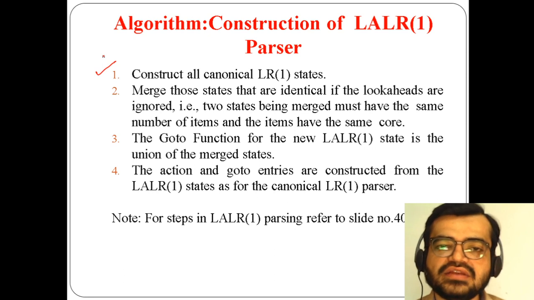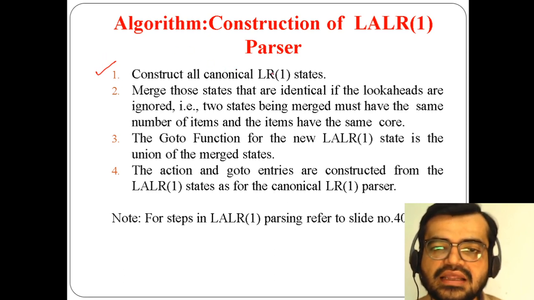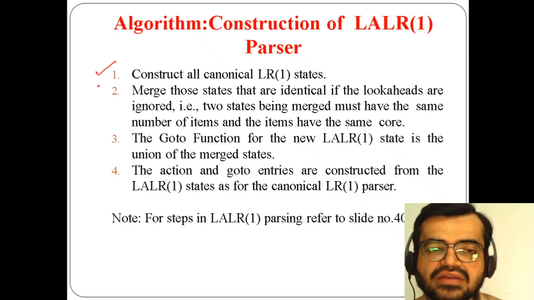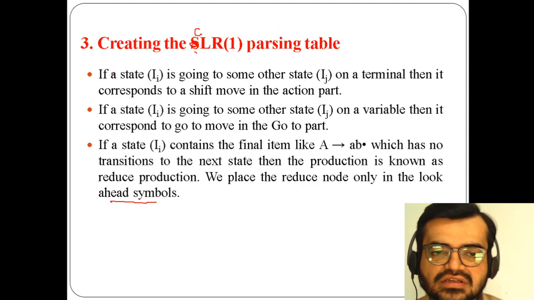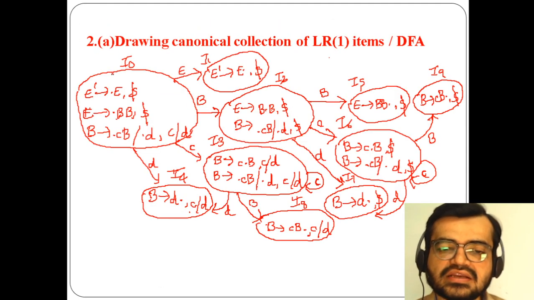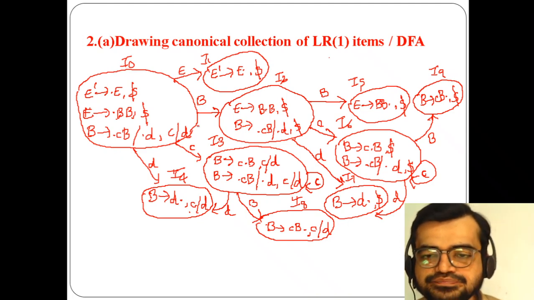So first thing is that we need to have canonical LR(1) states. We can have the CLR(1) states, and we need to merge those states that are identical. How are they identical? Next, just refer to this canonical collection. You can observe here carefully.